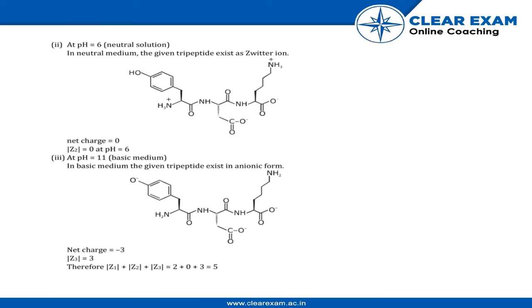Now second, at pH equals 6, a neutral solution, in neutral medium the given tripeptide exists as a zwitterion. Net charge equals 0, therefore |Z2| equals 0 at pH equals 6.